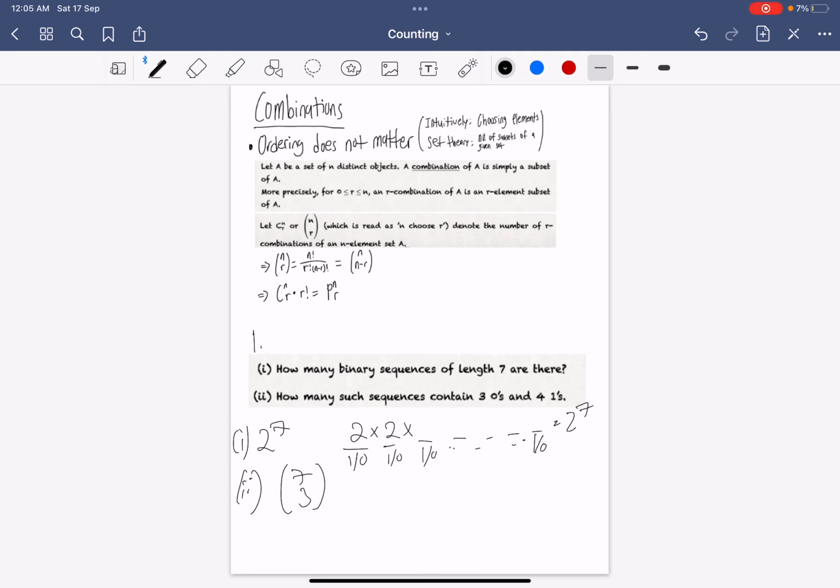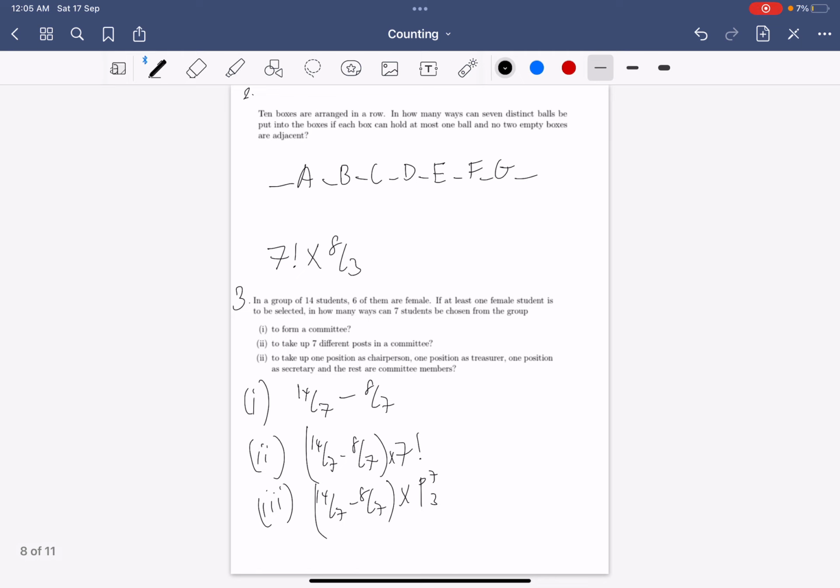Next, how many of them contain 3 zeros and 4 ones? Well, if you have 7 slots, you basically need to choose 3 of them to be zeros and 4 of them to be ones. And so you just choose 3, and the other 4 must be ones already. And so it's just 7 choose 3. That's pretty simple. Let's move on to a more complicated example.